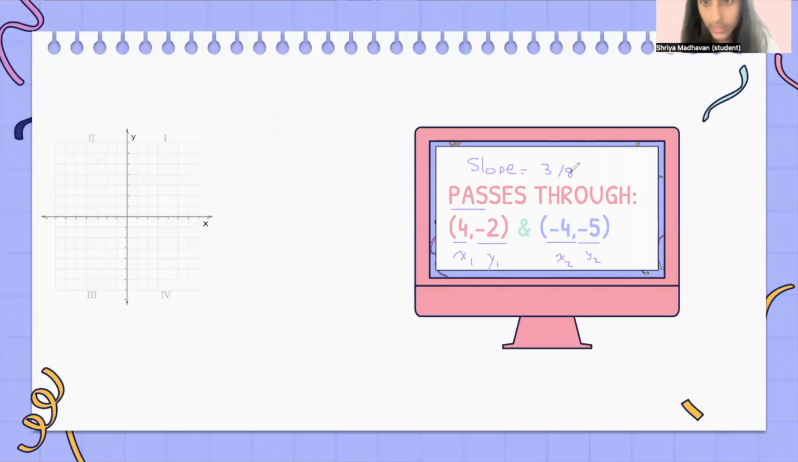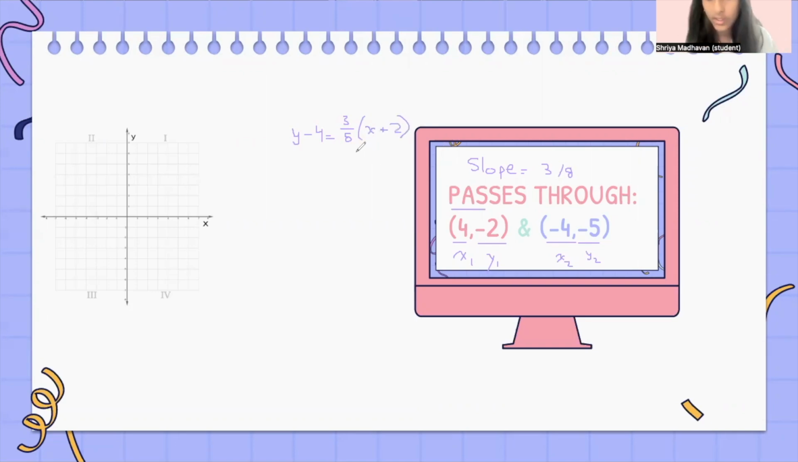Yep, so our slope is equal to 3/8. And now essentially what we have to do is plug in one of these points and use the slope in the point slope formula. So y minus, I'm just going to put 4 and negative 2. So y minus 4 is equal to 3/8 into x plus 2. And yeah, that's our point slope form.